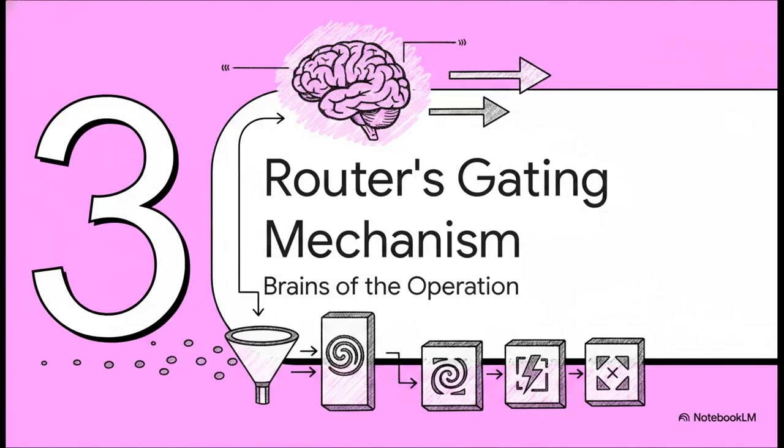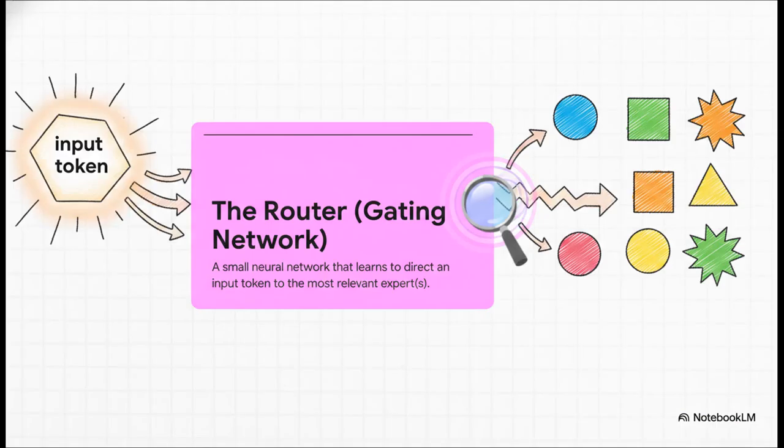Okay, let's zoom in on that router. You'll also hear it called a gating network. This thing is really the brains of the whole operation. So how in the world does it know where to send each token? Yeah, this isn't random chance. The router is actually a small neural network itself. It's tiny, it's lightweight, and it has one job and one job only. During training, it learns to look at an incoming token and make a really smart prediction about which of the experts is the right one for the job.